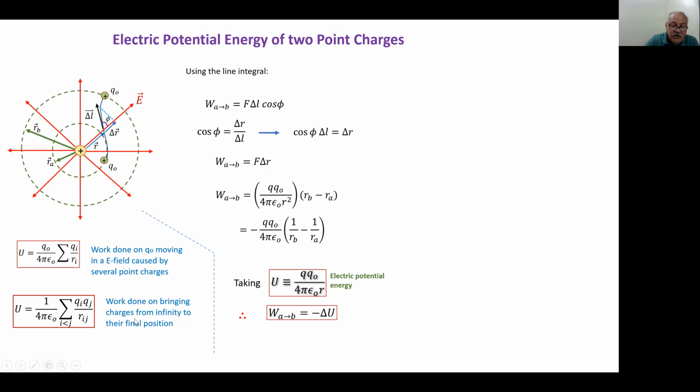And the work done on bringing charges from infinity to their final position is defined in this way. Correct? Perfect. We have examples later. Great. And then we have potential energy is always defined relative to some reference point where potential energy equals 0. Like in this case, where is potential energy equal to 0? At infinity, the distance, right? At infinity the whole quantity approaches 0. Correct? And that's when we have point charges. That is our 0 potential energy.